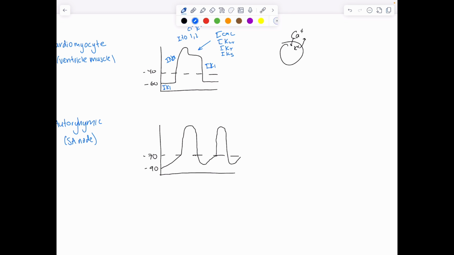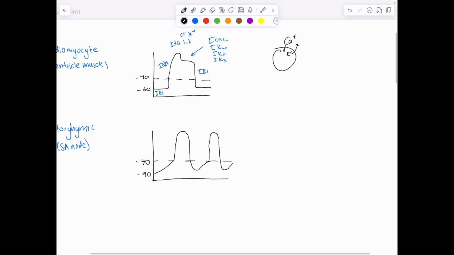And I guess this is a good time to talk about calcium in heart cells. It's very similar to others like skeletal muscle, in the fact that we have our cell here, and we have DHP and then our SR. And so we'll have calcium that comes in through here.